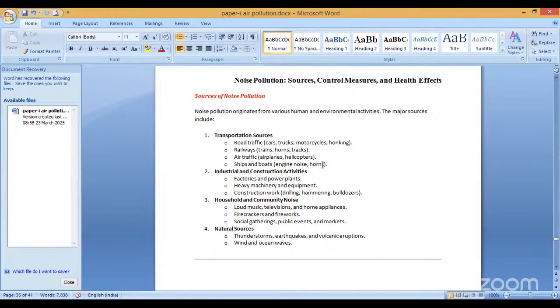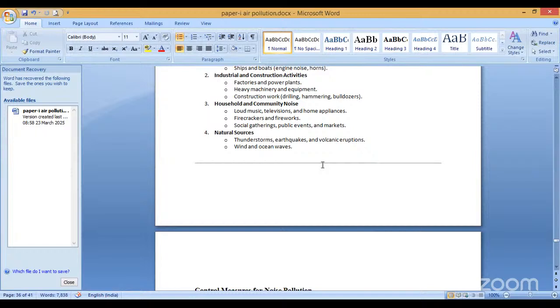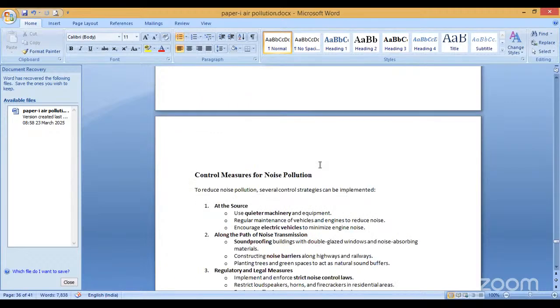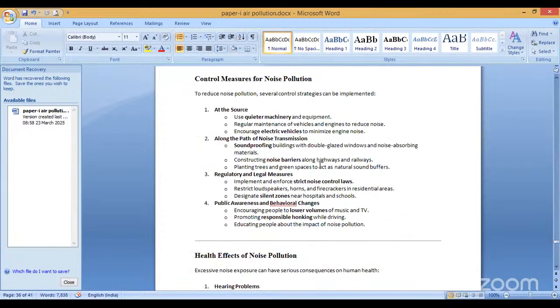The next one is natural sources: thunderstorms, earthquakes, volcanic eruptions, wind, and ocean waves.